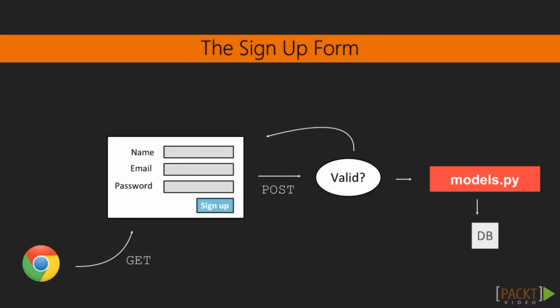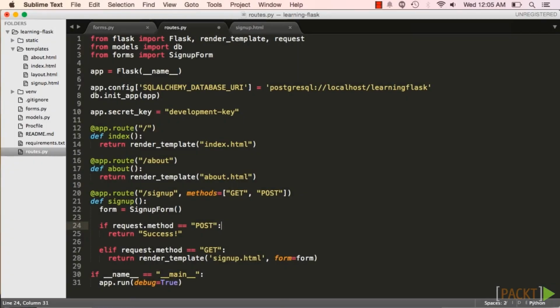Looking back at this figure, if any validation check fails, the signup page should reload with a helpful error message so that the user can fix the mistake and try again. Flask makes it really easy to give this sort of feedback. Let's write some code first and then I'll explain what's happening. In routes.py, after a user posts the form, if any validation check returns false, we should reload the signup page with a helpful error message.